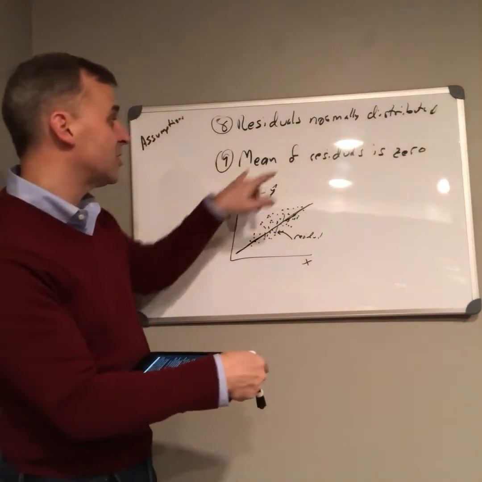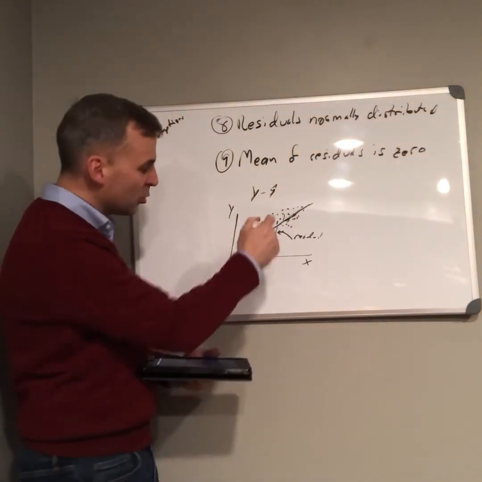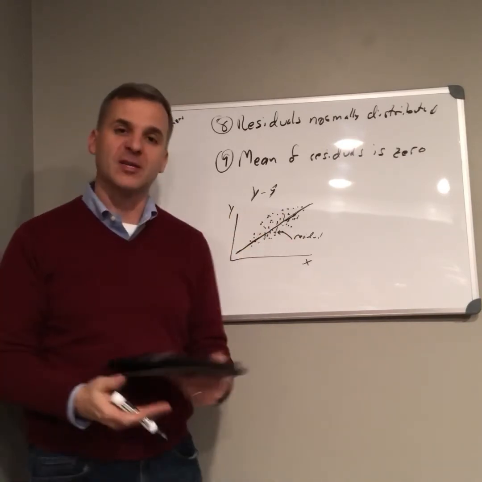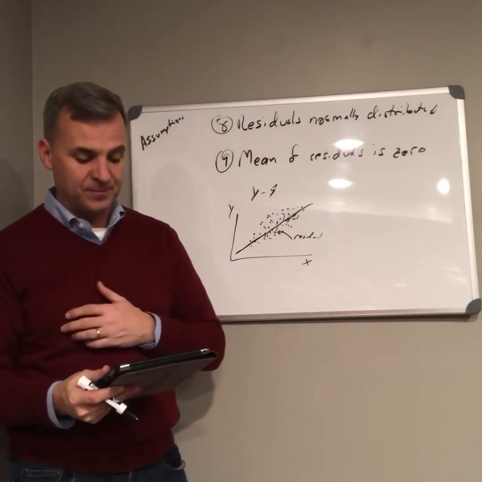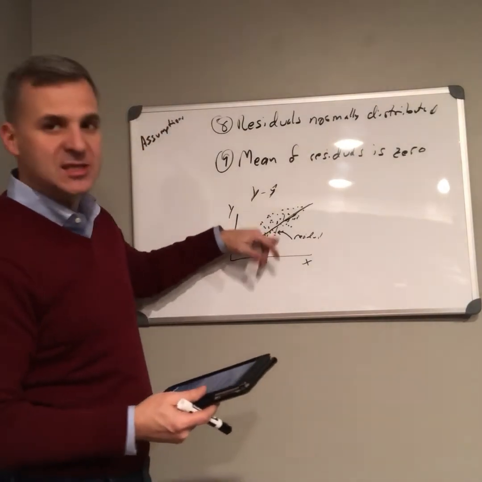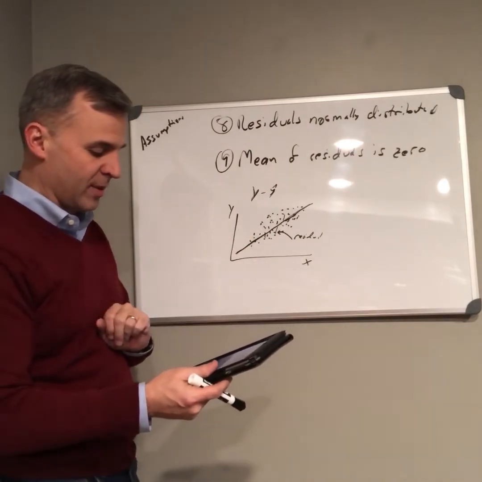Our other assumption here is that the mean of the residuals is 0. Right? So we should see about the same number above and below our expected value of y. The mean is 0. So obviously some are going to be above, some are going to be below, but altogether they should average out to about 0.